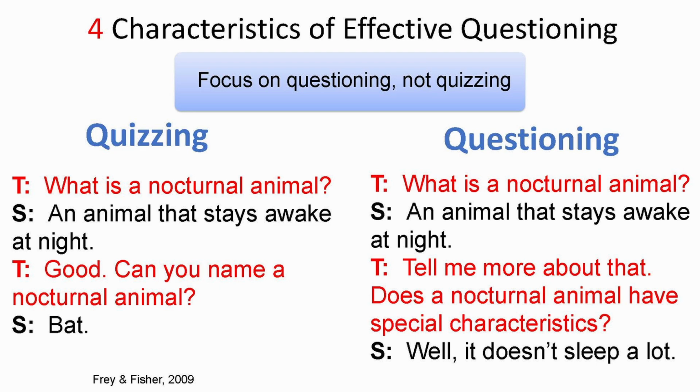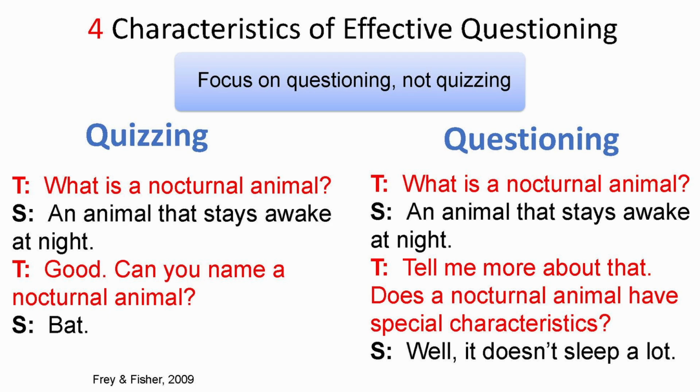But if you compare that to questioning, quizzing on the left, questioning on the right, what is a nocturnal animal? An animal that stays awake at night. Same answer, both accurate. Tell me more about that. Does it have any special characteristics? Well, it doesn't sleep. If you ask the question on the right, then you realize this kid does not know what a nocturnal animal is.